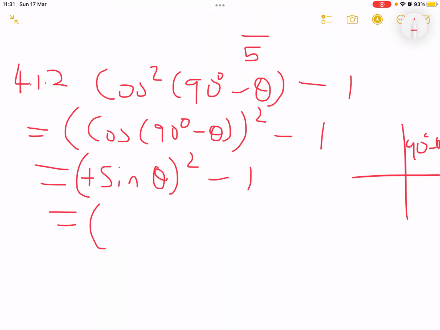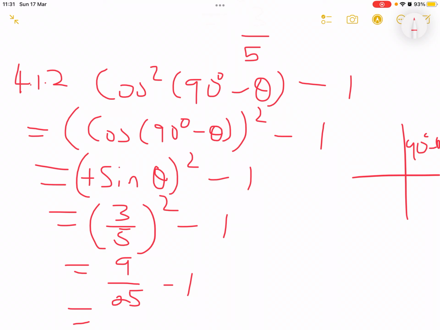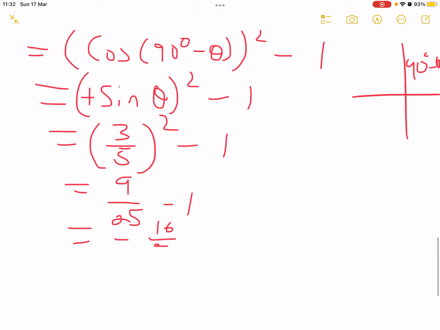We've already found what sin theta is in the previous question 4.1.1, and we found that it's 3 over 5, squared, minus 1. So this makes 9 over 25 minus 1, and if I quickly calculate this in my calculator, that'll give us negative 16 over 25. Negative 16 over 25.